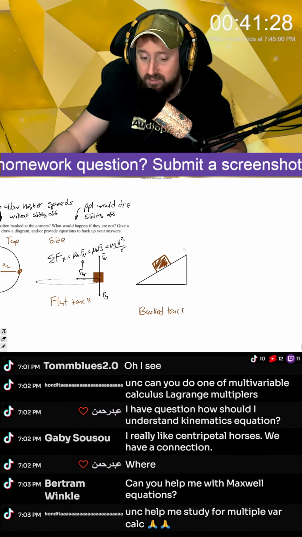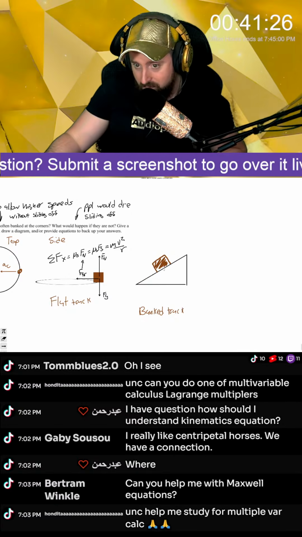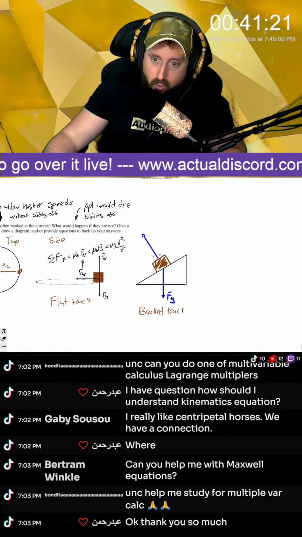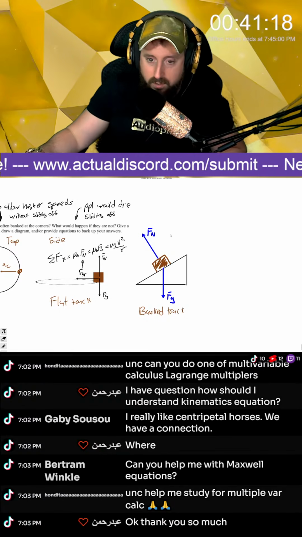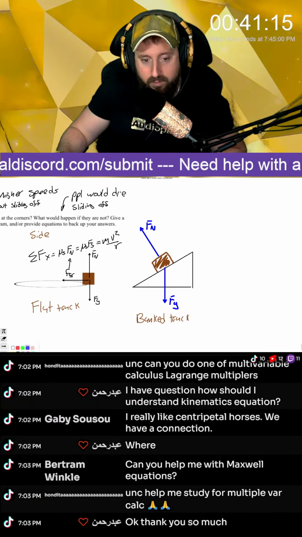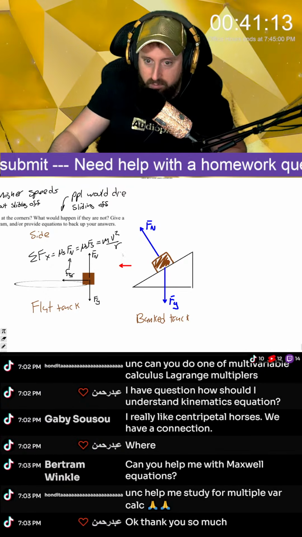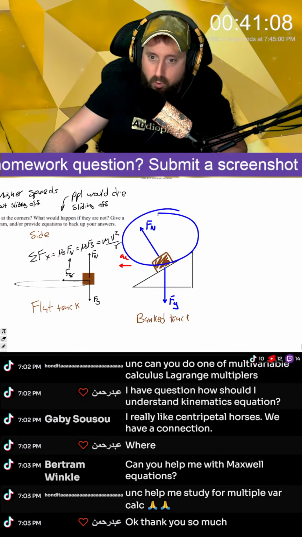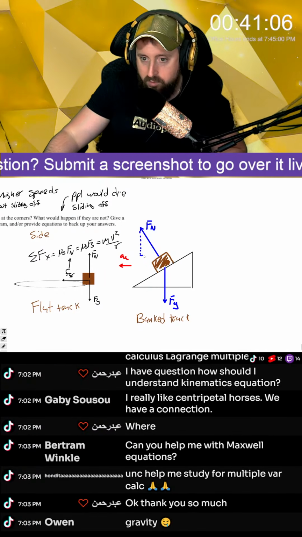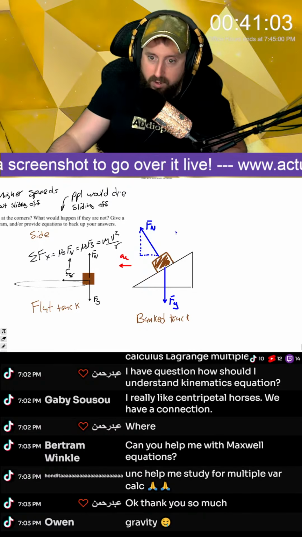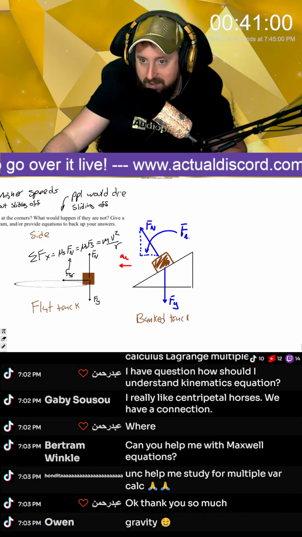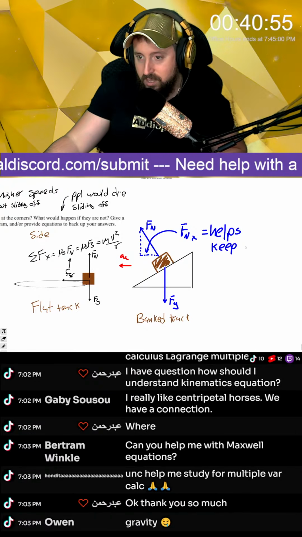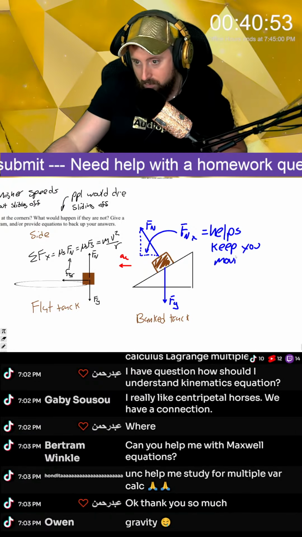Okay, so if something is banked, this is actually kind of cool. Gravity, right, points straight down. You also have a normal force pointing this way, okay? And then you still have some sort of centripetal acceleration pointing here. But here's the cool thing: if we look at this normal force, you have two components to it. You have a component, this is like Fn in the x direction. This helps keep you moving towards the center.